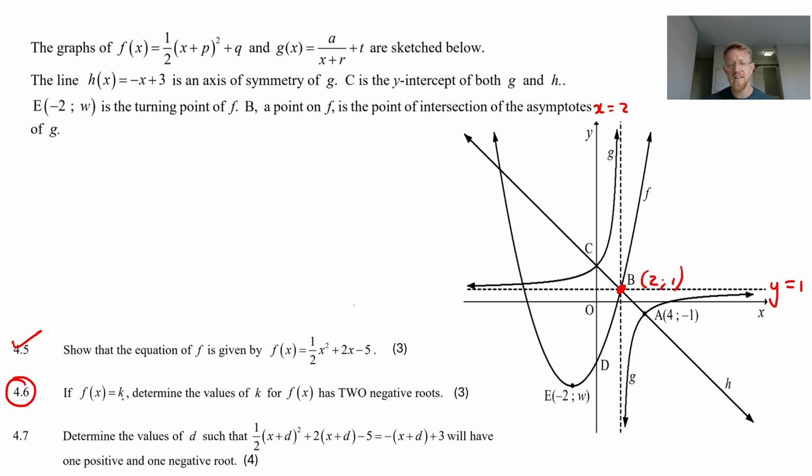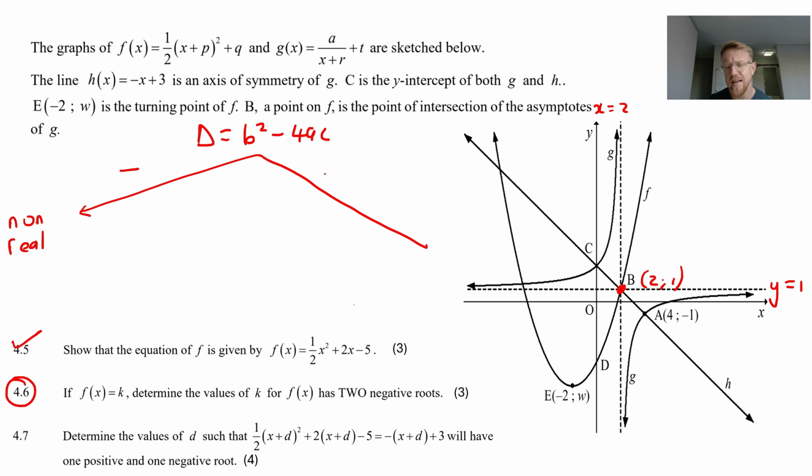It says that if f is equal to k, determine the values of k so that this equation would have 2 negative roots. Right, so the first thing you need to understand is that this question cannot be solved with nature of roots. The reason is the following. When you look at the nature of roots, you always look at the b squared minus 4ac. And if you look at the different options, we know that if you get a negative value, we call that non-real. If you get any value that is 0 or anything positive, we call that real.